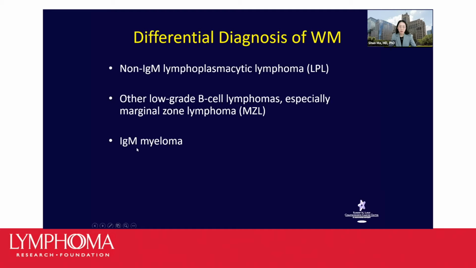IgM myeloma is extremely rare. The presentation is more similar to myeloma, such as having lytic bone lesions, rather than a lymphoma presentation as in Waldenström. And then lastly, not all lymphoplasmacytic lymphomas produce IgM protein. A small number of patients produce IgG protein, so those are not Waldenström, even though they have a similar type of lymphoma.